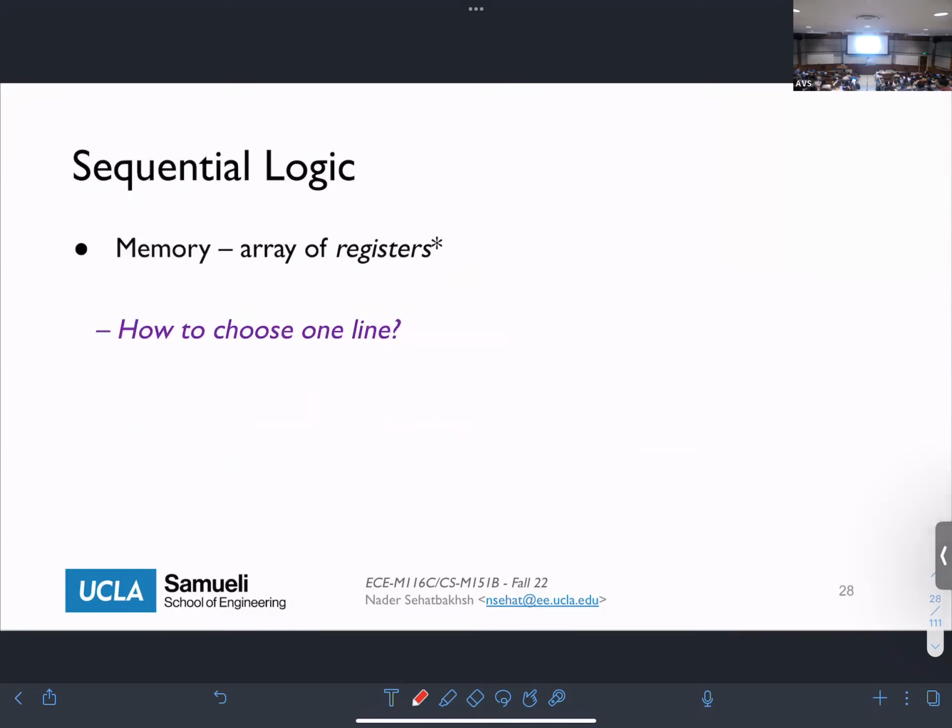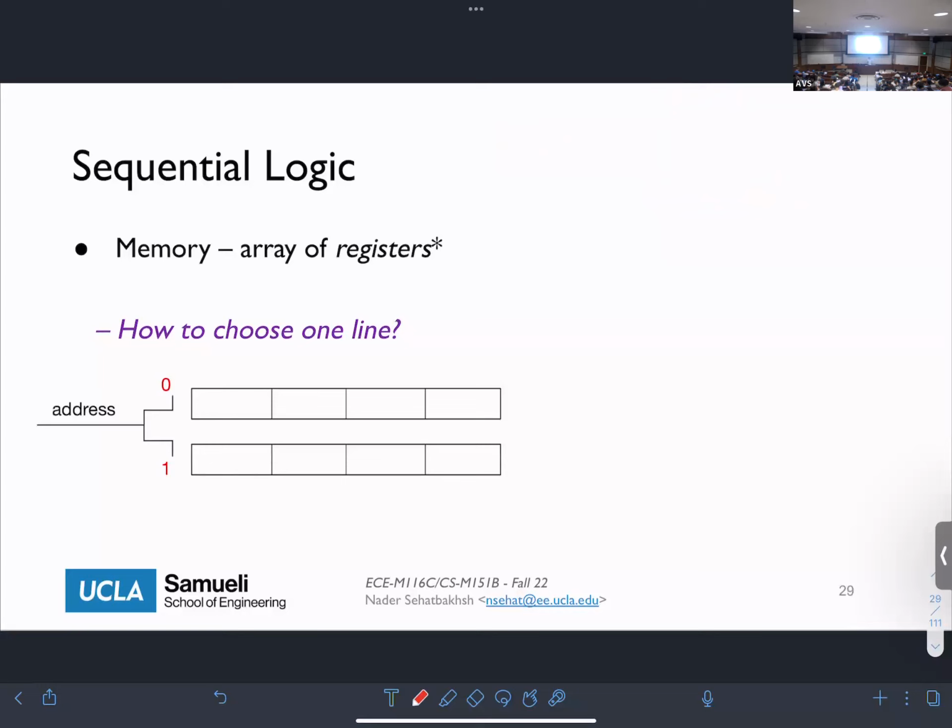So the question is, for example, the instruction memory gets an address, goes into this memory, and magically there is data outside. It's the instruction, basically. So how does that work in terms of the circuit? Think about a very simple scenario. Of course, we have millions of lines, but think about it as only 2 lines.